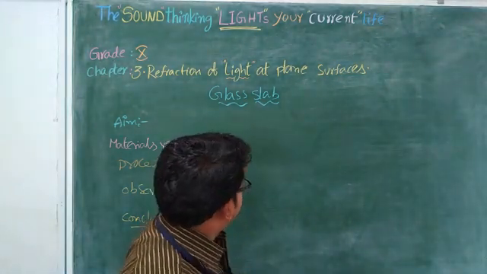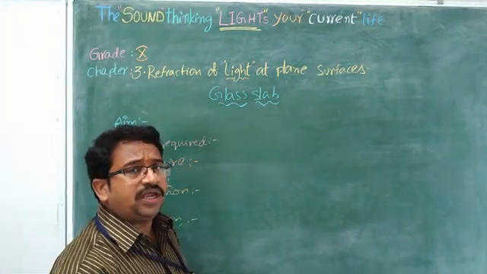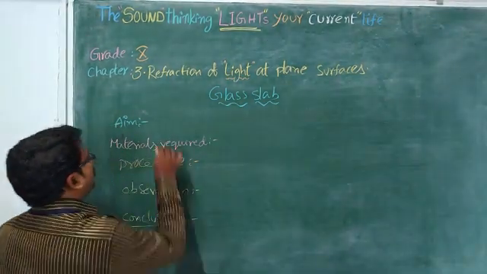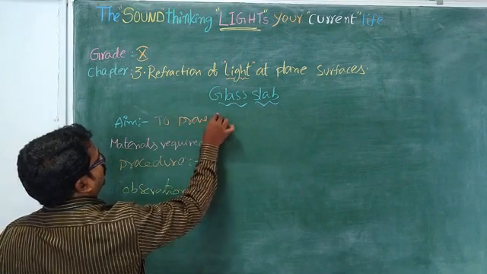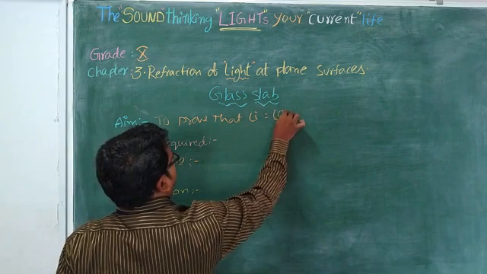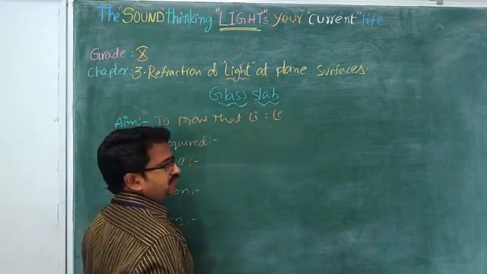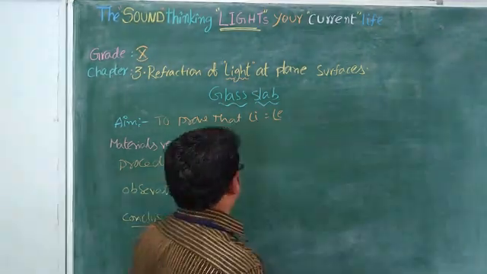For example, the question is given like this: show that angle of incidence is equal to angle of emergence. For that, what is our aim? To prove that angle of incidence is equal to angle of emergence. That is our aim. For this, what are the requirements?